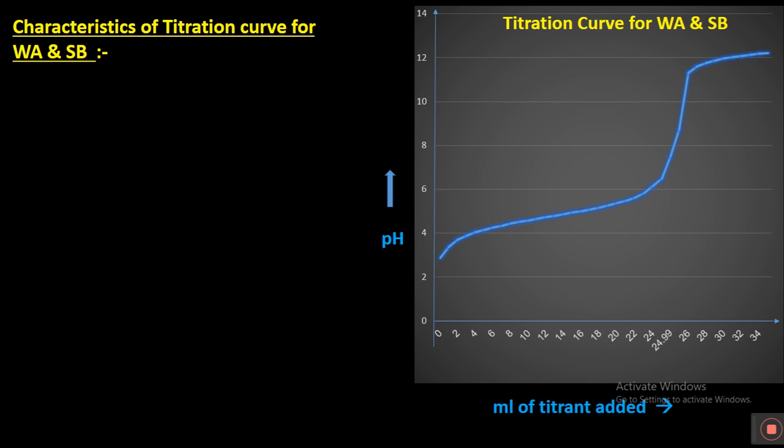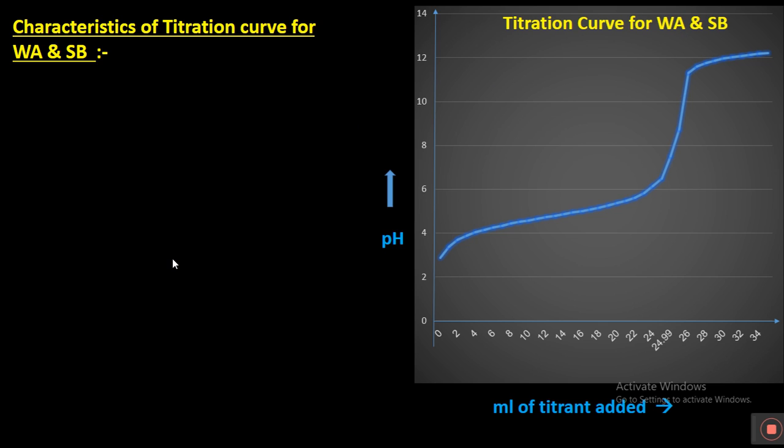This is the second lecture on the titration curve for weak acid and strong base. In this lecture, we are going to learn about the characteristics of the titration curve for weak acid and strong base. In the previous lecture, we saw how to calculate the different pH values for different mL of titrant added. So in this lecture, we will see the characteristics of our titration curve. This is the titration curve for weak acid and strong base.